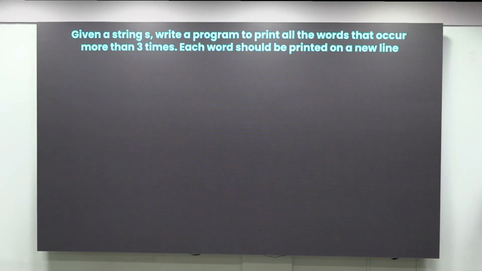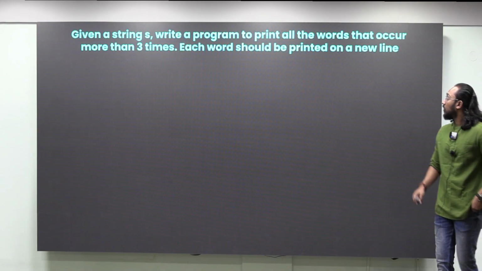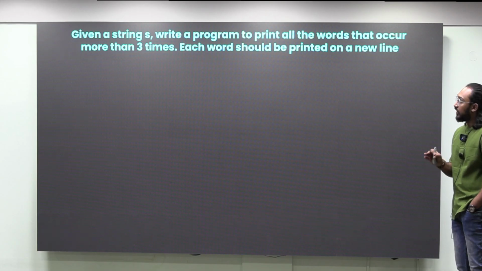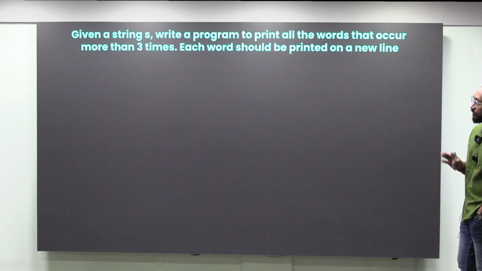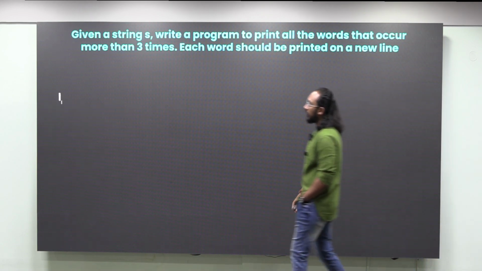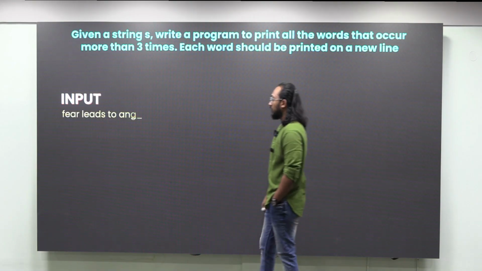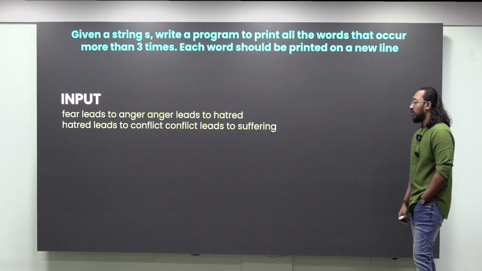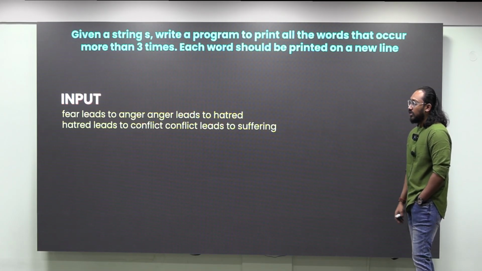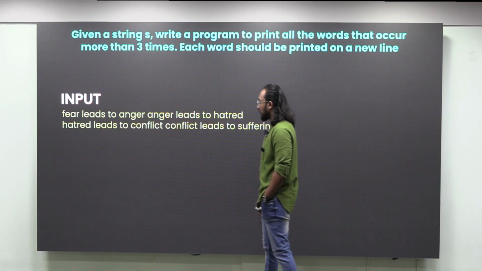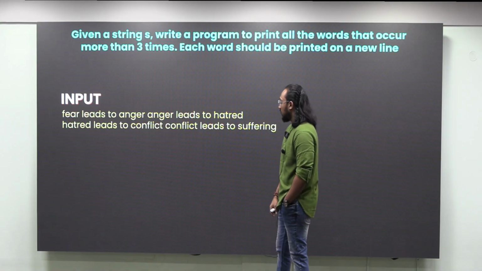So next question. Given a string S, write a program to print all the words that occur more than 3 times. Each word should be printed on a new line. So anyways, assume the input is provided like this. Fear leads to anger, anger leads to hatred, hatred leads to conflict, conflict leads to suffering. Now tell me, in this case, which are the words that repeat more than 3 times?